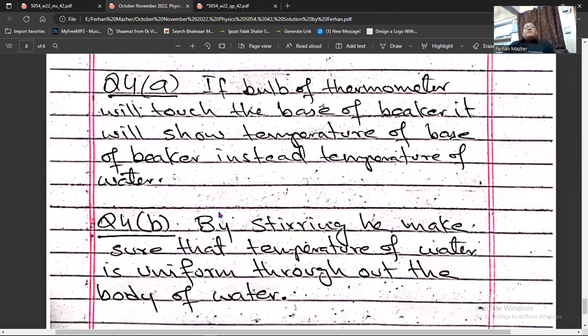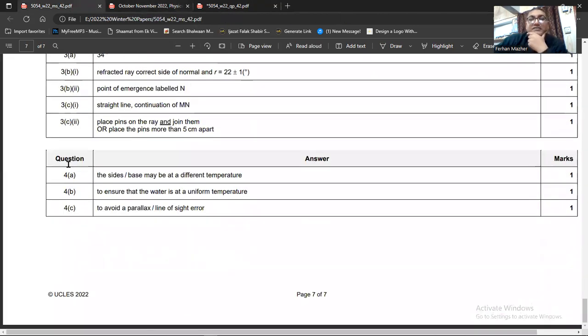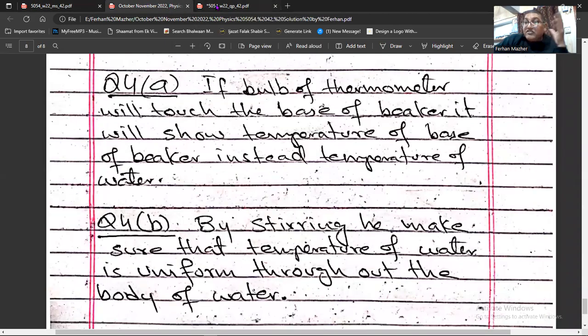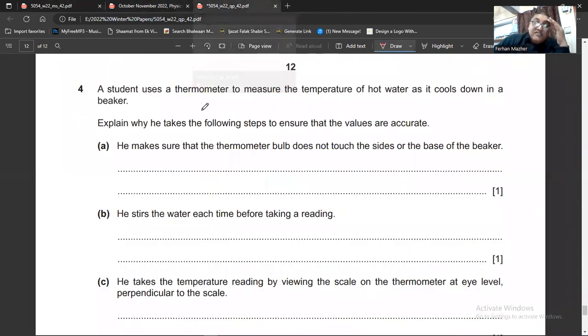If the bulb of the thermometer touches the base of the beaker, it will show the temperature of the base of the beaker instead of the temperature of the water. That is my answer. Question number 4A part. Side and base may be at a different temperature. Yes, and the temperature of the base might be different, so it will show that temperature then.